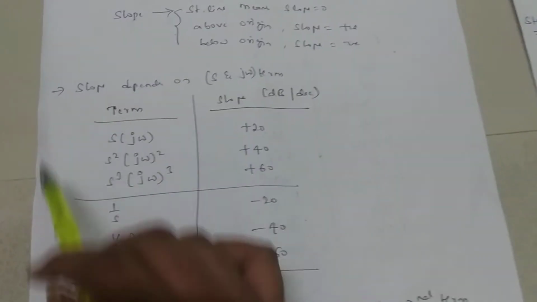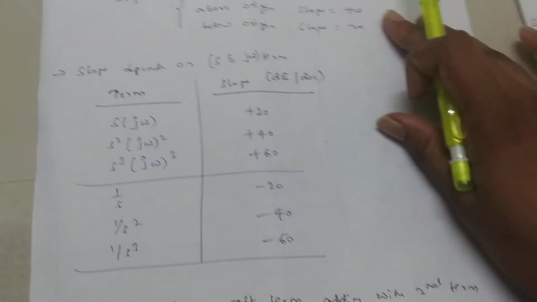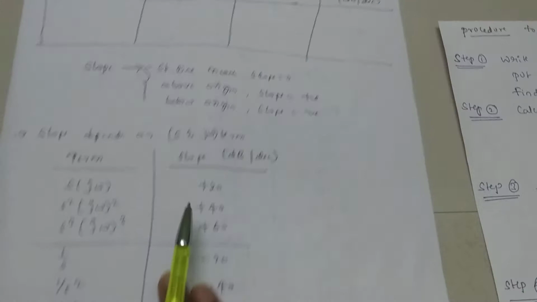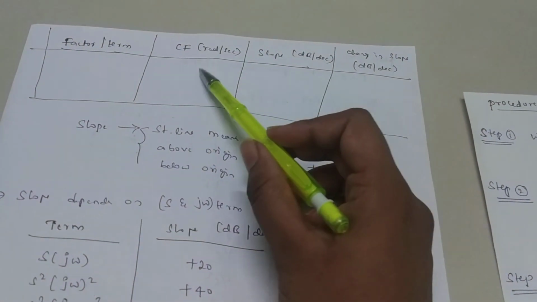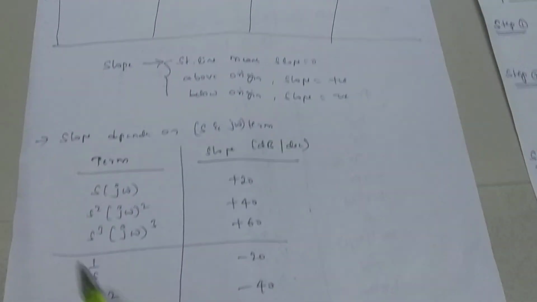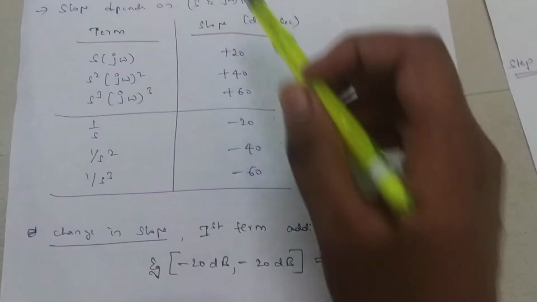After this, the slope depends upon the s and j omega value. For example, here we have taken a corner frequency, that is 1 plus j omega by c1, and the slope we discussed here. Similarly, the change in slope. How to find out the change in slope?